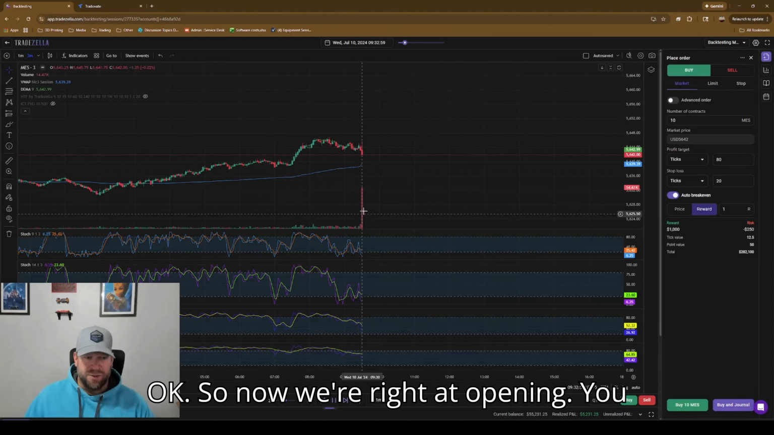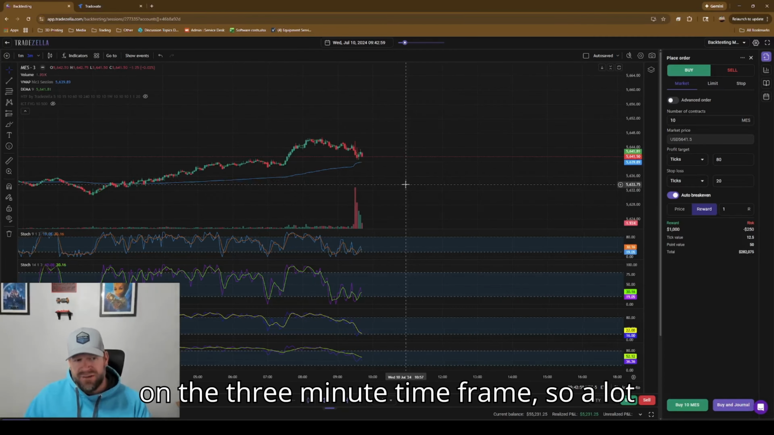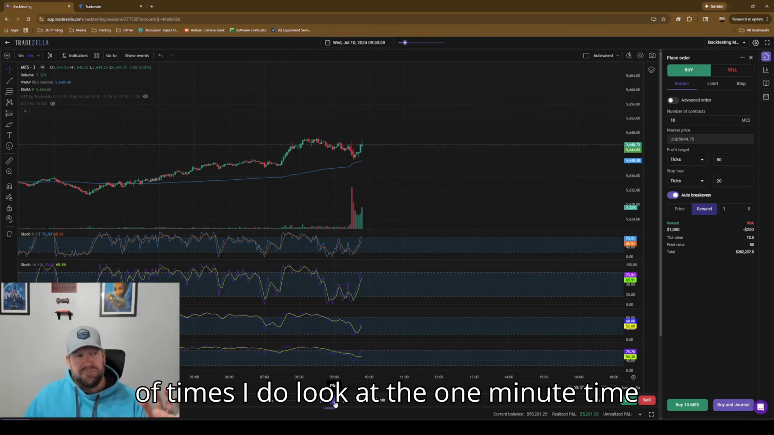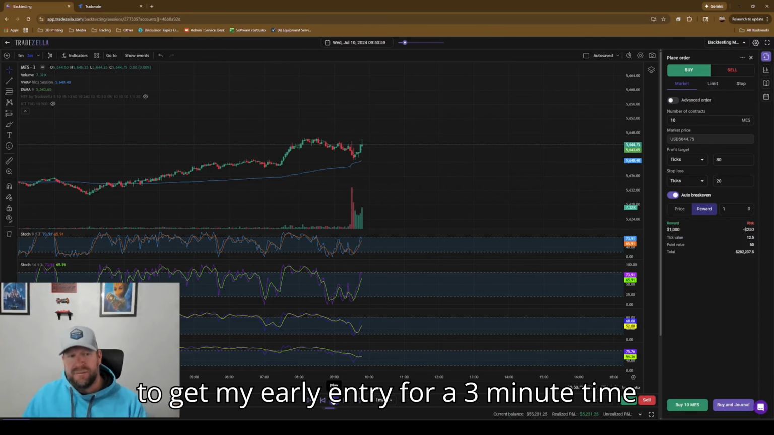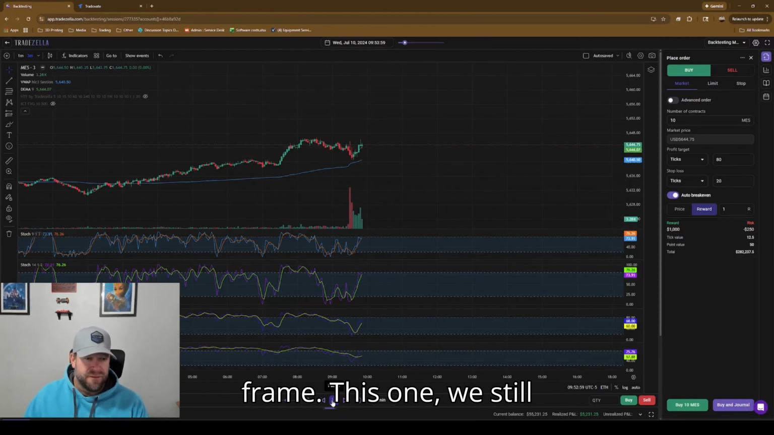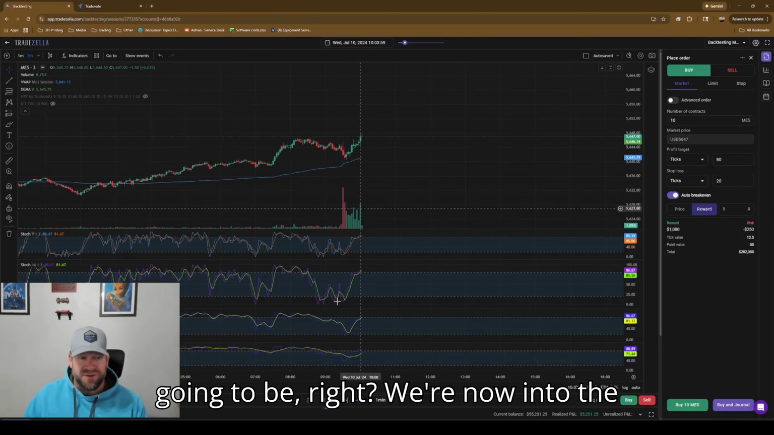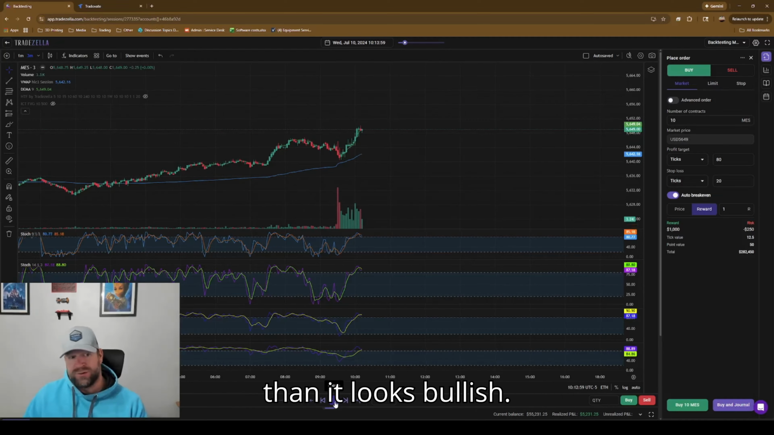Okay, so now we're right at opening. You see the volume spike way up. Again, I'm on the 3-minute time frame. So a lot of times I do look at the 1-minute time frame back for confirmation that it's crossed over the 9 EMA, and then I try to get my early entry for a 3-minute time frame. This one we still need to wait and see what the range is going to be, right? We're now into the first 15 minutes, yes, but I don't have a range. I don't have a gauge at all other than it looks bullish.